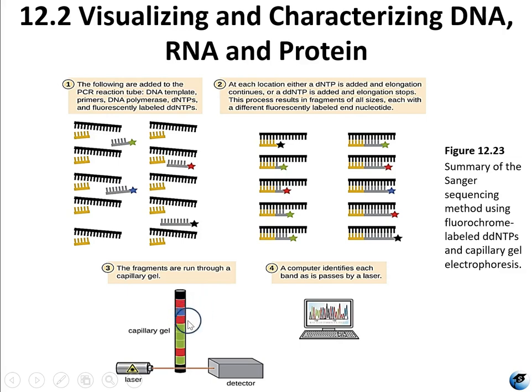When it runs through a machine, a laser can detect the color that it glows. Every dideoxynucleotide glows a specific color, depending on whether it's an adenine, a thymine, a cytosine or a guanine. So the laser can read these colors and tell which dideoxynucleotide added at which position, and you end up with an entirely sequenced piece of DNA. It's really a marvel of science.